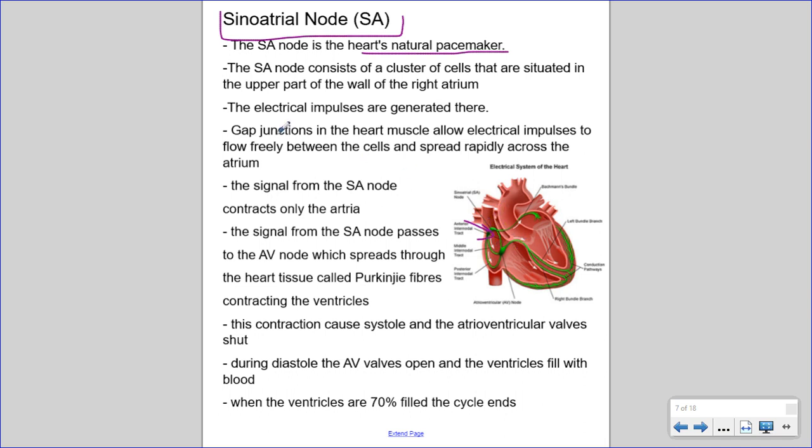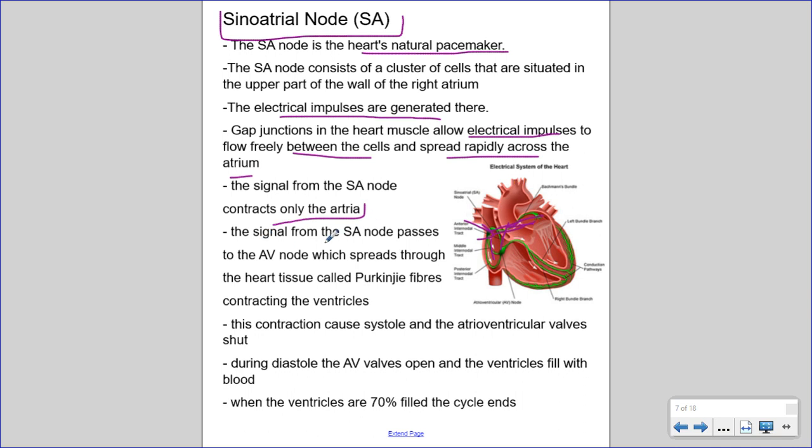So it is here that electrical impulses are generated. The gap junctions in the heart muscle cells will allow the electrical impulses to flow freely between the cells and spread rapidly across the atrium. So even though that wave of depolarization starts here, those gap junctions just allow that signal to spread all throughout the atrium. So the signal from the sinoatrial node will contract only the atrium, the right and left atrium.